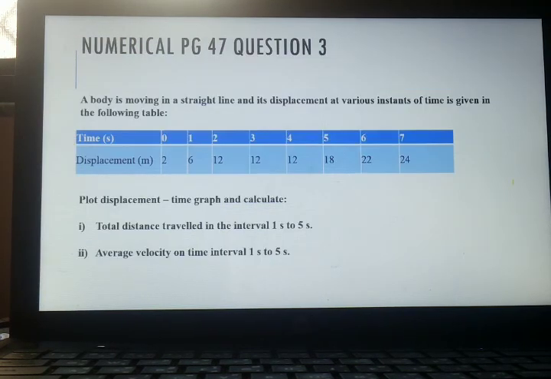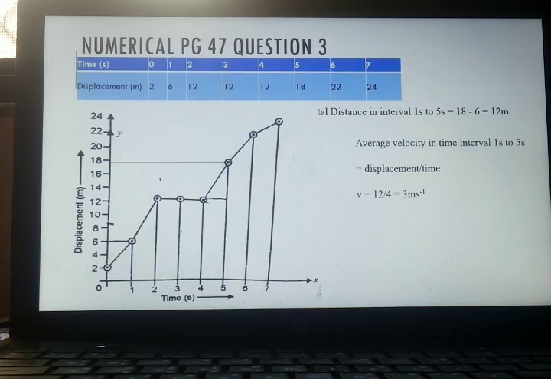Next one, a body is moving in a straight line and its displacement at various instants has been given. At 0 time, its displacement is 2, 1, 6, 2, 4, 12, 3, 12, 4, 12. Many times, its displacement is constant. 5, 18, 6, 22, 7, 24. We have to plot the displacement time graph and then calculate the total distance travelled from 1 second to 5 second and the average velocity from 1 second to 5 second. First of all, the displacement time graph. After drawing, you will be getting the displacement time graph in this manner.